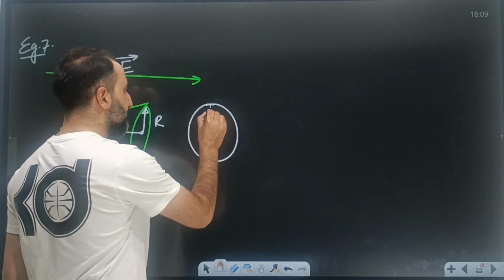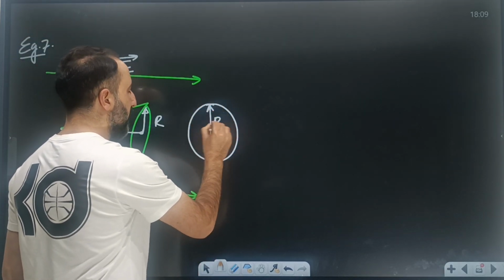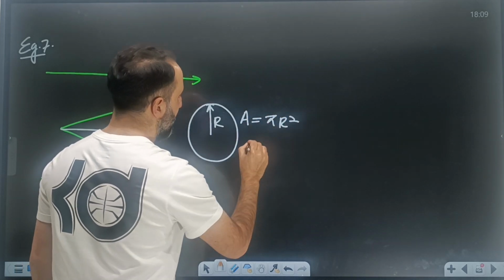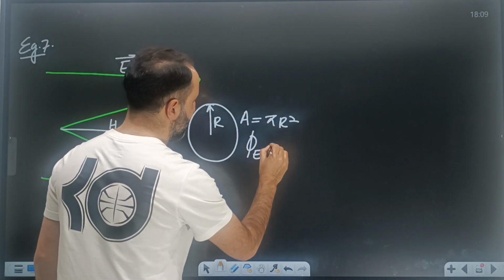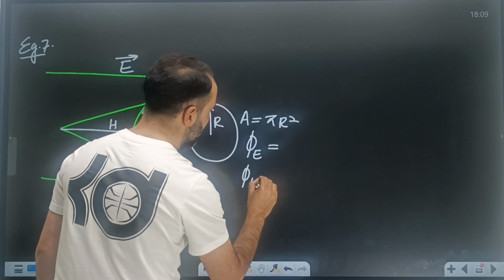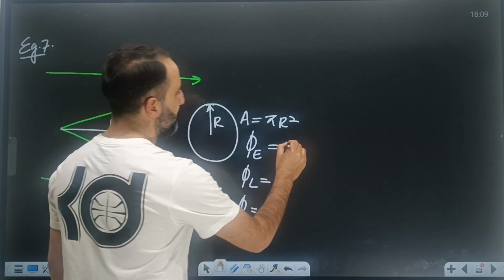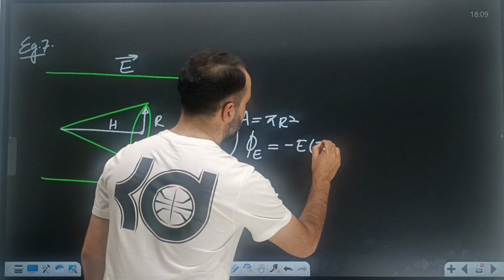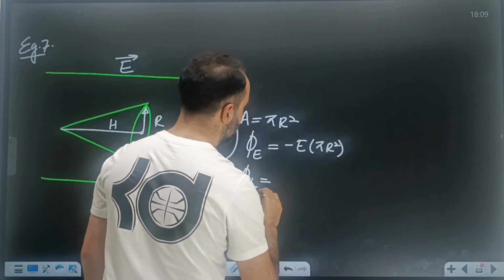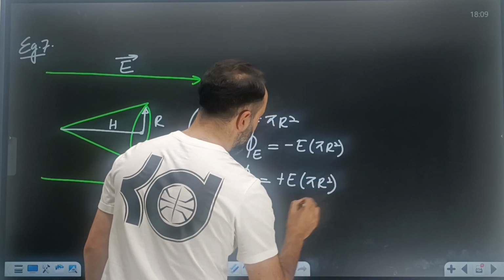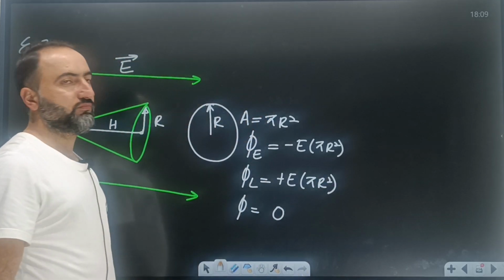इस सर्कल का रेडियस क्या होगा? That will be equal to r. What about the area of the circle? That is pi r square. Now you tell me what is the flux entering, what about flux leaving, and what about the total flux passing through this. Flux entering will be equal to minus E multiplied by pi r square. Flux leaving will be equal to plus E multiplied by pi r square, and the total flux passing through this will be equal to 0.